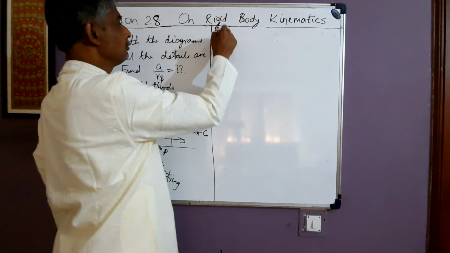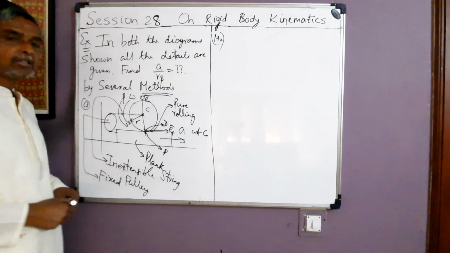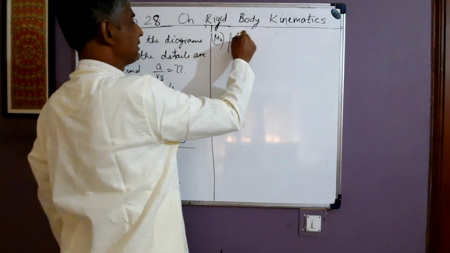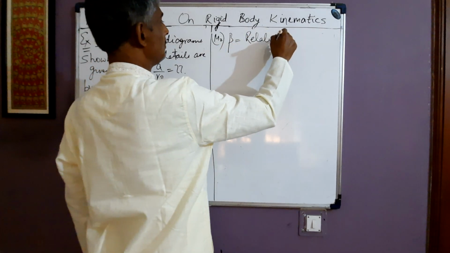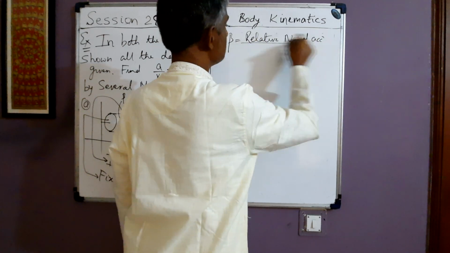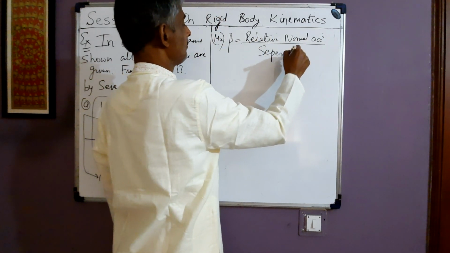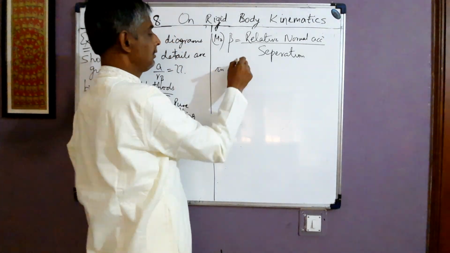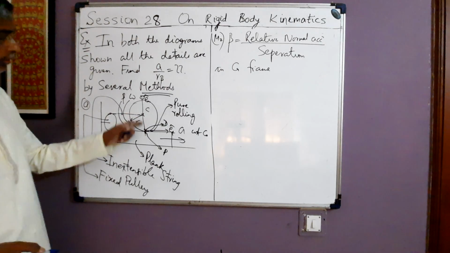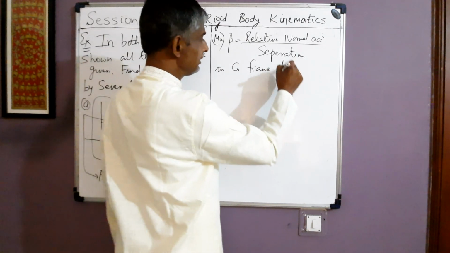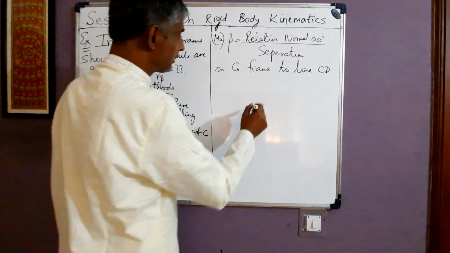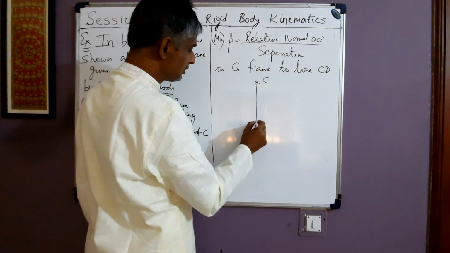Now I discuss by method 2. Method 2, what I do, I apply the formula: beta is equal to relative normal acceleration by separation in ground frame. Which line? To the line CD. I draw the line joining C and D. This is C, this is D.